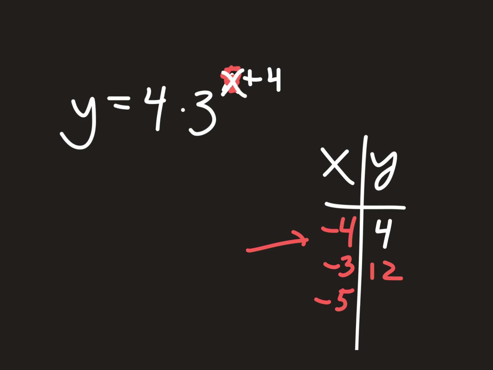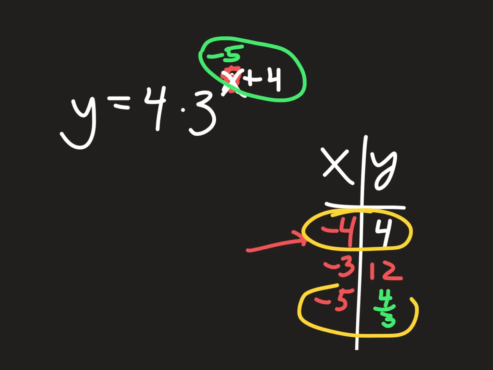So put -5 in. -5 plus 4 is -1. 3 to the -1 is 1/3. Remember that? If you get a -1 exponent, that becomes 1/3. 4 times 1/3 is 4/3, or 1 and 1/3. I'm just going to say 4/3. It's about 1.3. I found 3 points, and this one and this one for sure would work. This one's just barely off the graph. I probably would have taken it. What if you had to have another one? Well, I guess I would try.